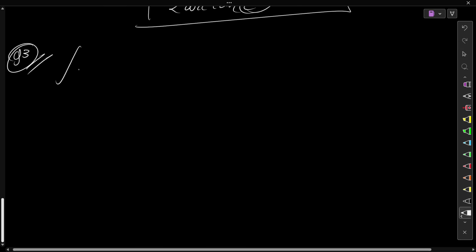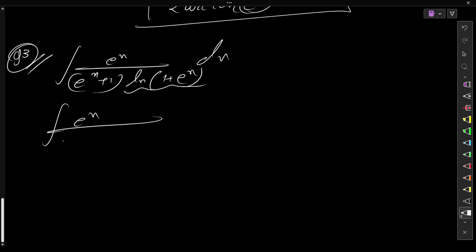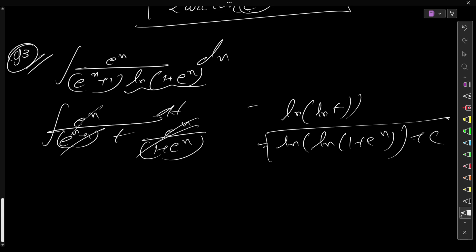Now, next is the integral of e to the power of x by e to the power of x plus 1, ln of e to the power of x plus 1 dx. So I'll take this as t. If I take this as t, this will become (e to the power of x plus 1) dt, t by the derivative, which is 1 by e to the power of x. The e to the power of x got cancelled, so we are left with the integral of 1 by t ln t, which is equivalent to ln of ln 1 plus e to the power of x plus c. And yeah, here's the answer.